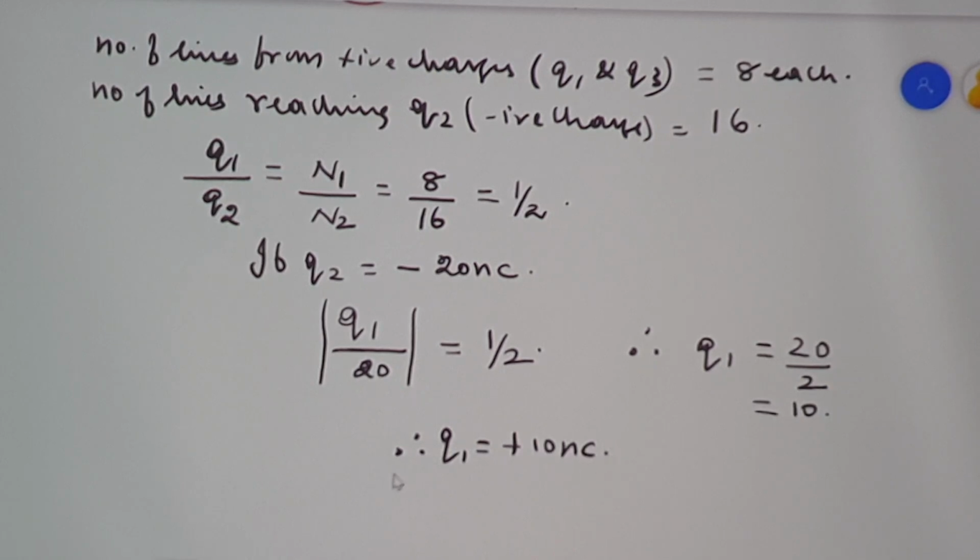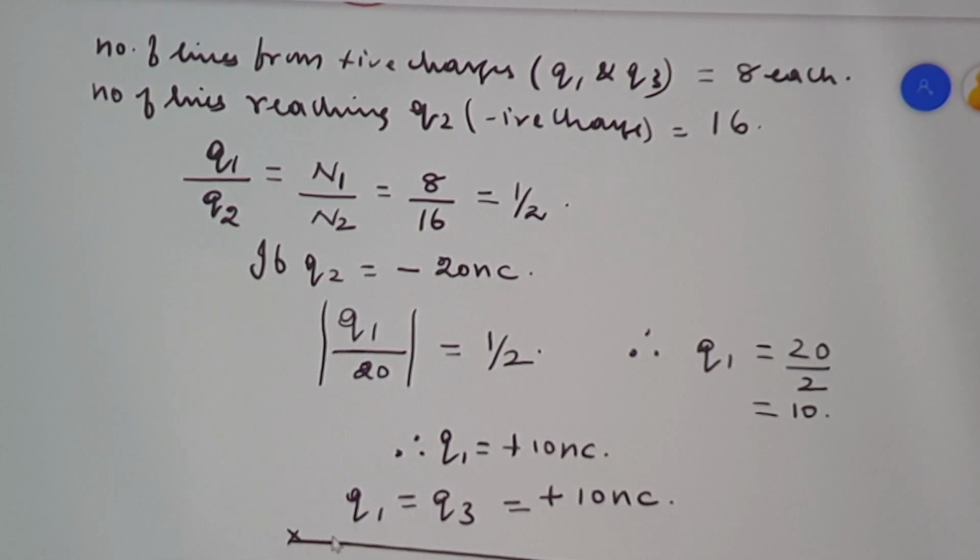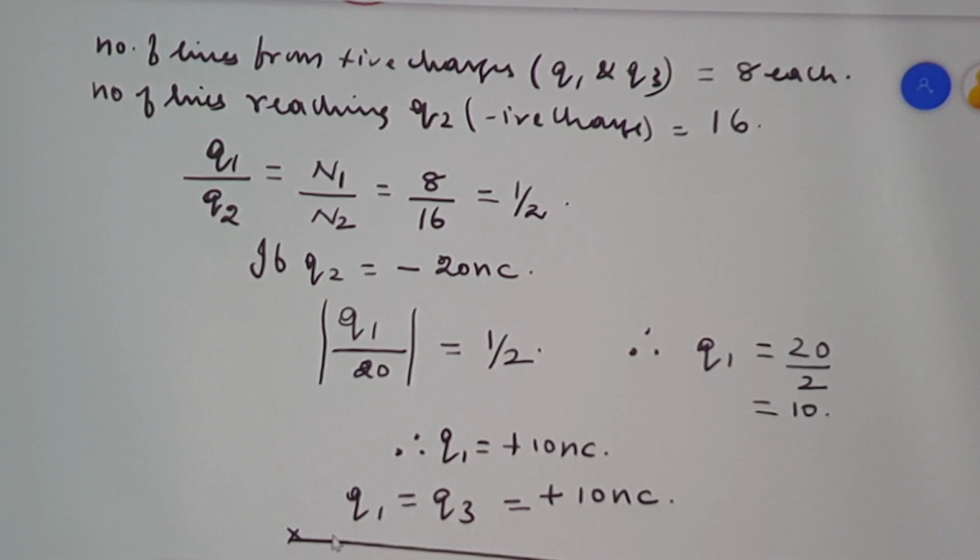What is Q3? Already we have told Q1 is equal to Q3. Both the charges are positive and the value is 10 nanocoulomb. This is the problem, example 1.9.